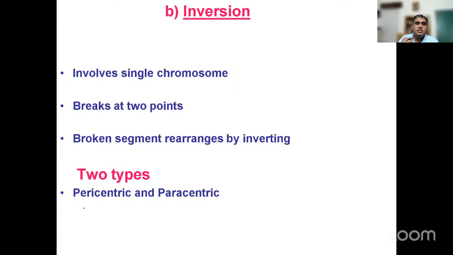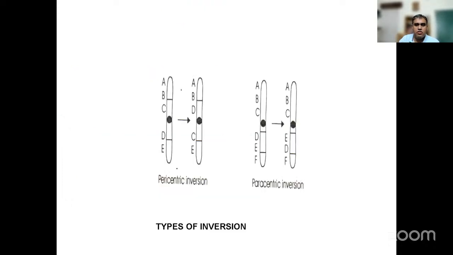Inversion involves a single chromosome breaking at 2 points, and that segment gets inverted. It can be pericentric or paracentric. Now look at the pericentric as well as the paracentric. Again, a picture says 1,000 words. It is an inversion. You can see A, B, C, D, E, and this changes to A, B, D, C.